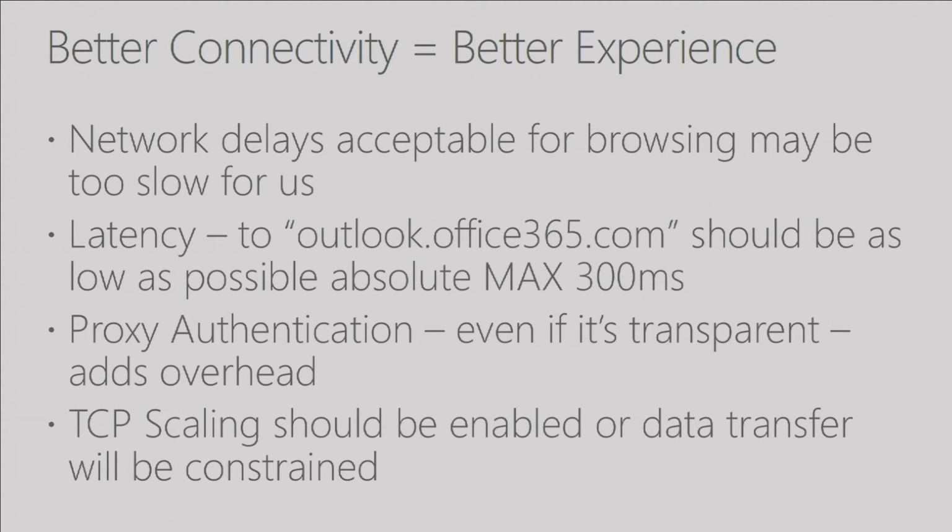Proxy authentication, lots of us run large networks and we've got a proxy in between and it seems to be transparent, but often I find that when we're chasing down hybrid issues, either the firewall or the proxy is the first culprit that comes up. So even though the proxy appears to be transparent, it still adds latency to the chain. Now, TCP scaling is something that's been around since Windows 2003 onwards.